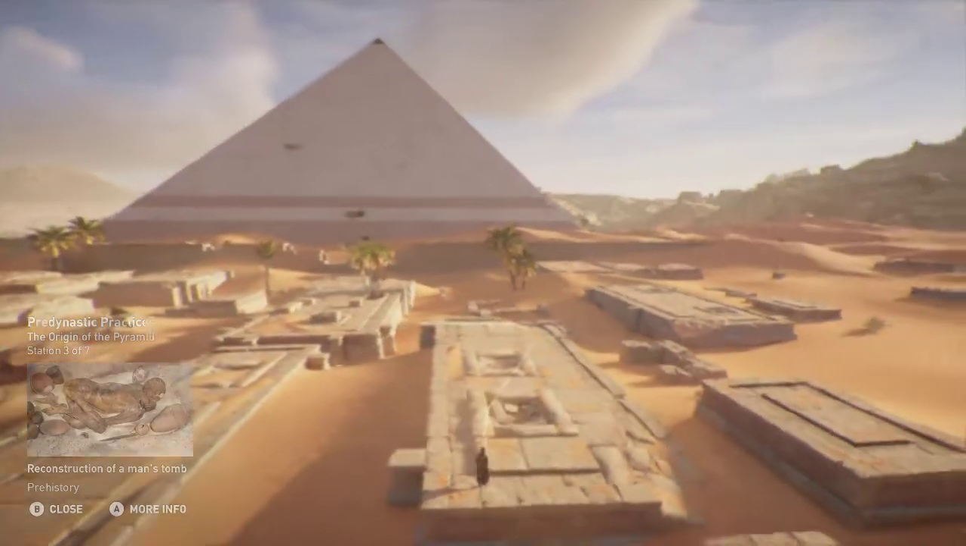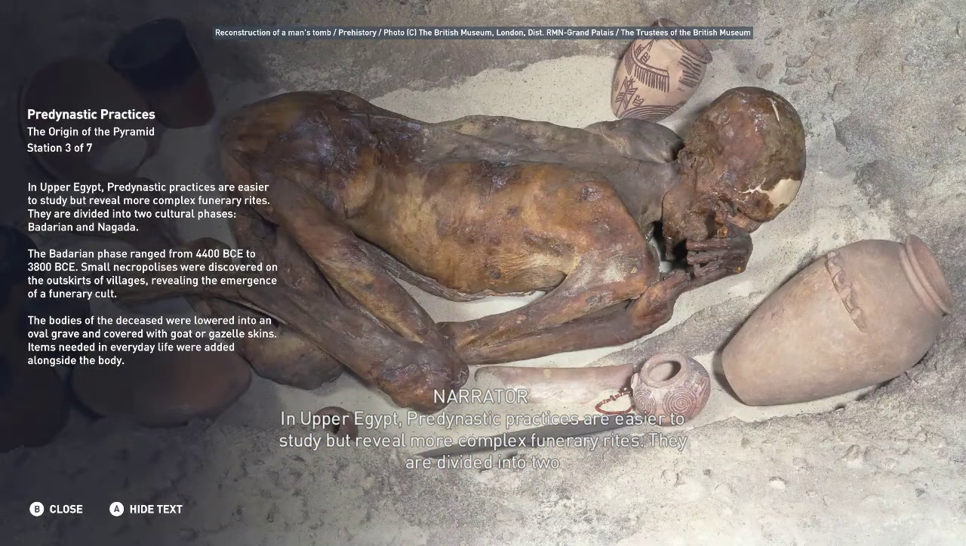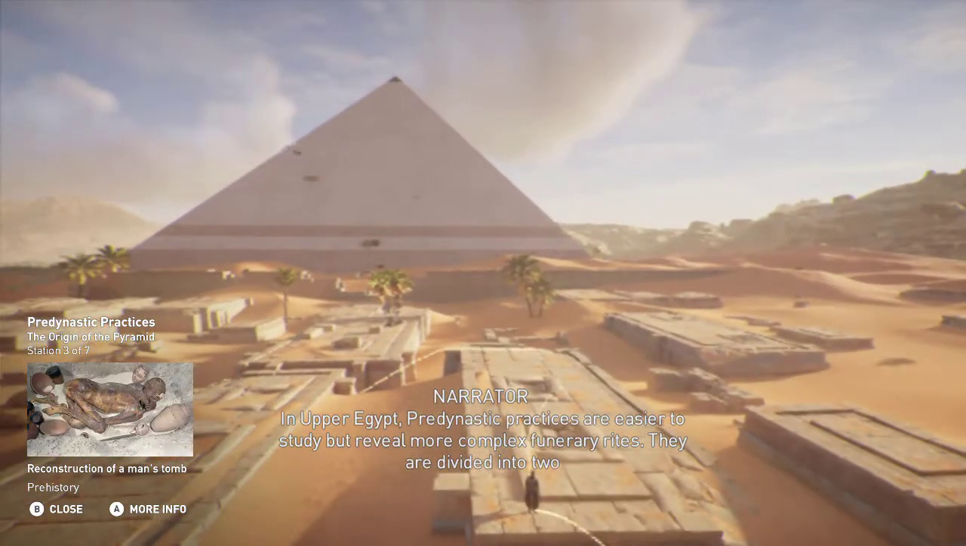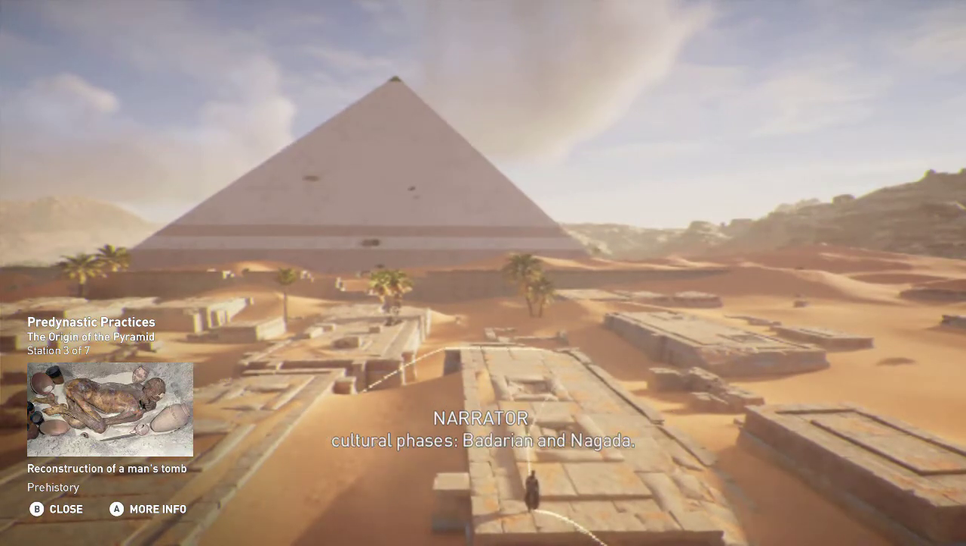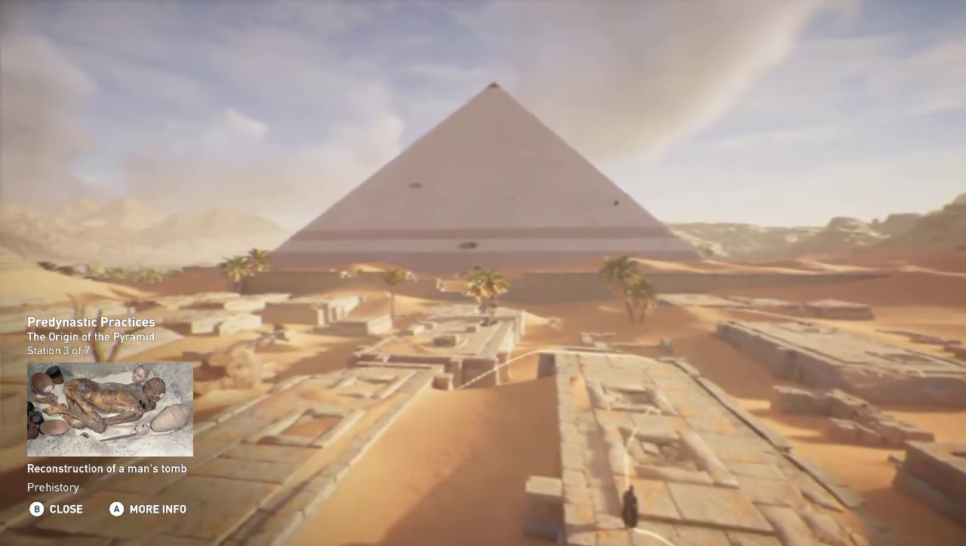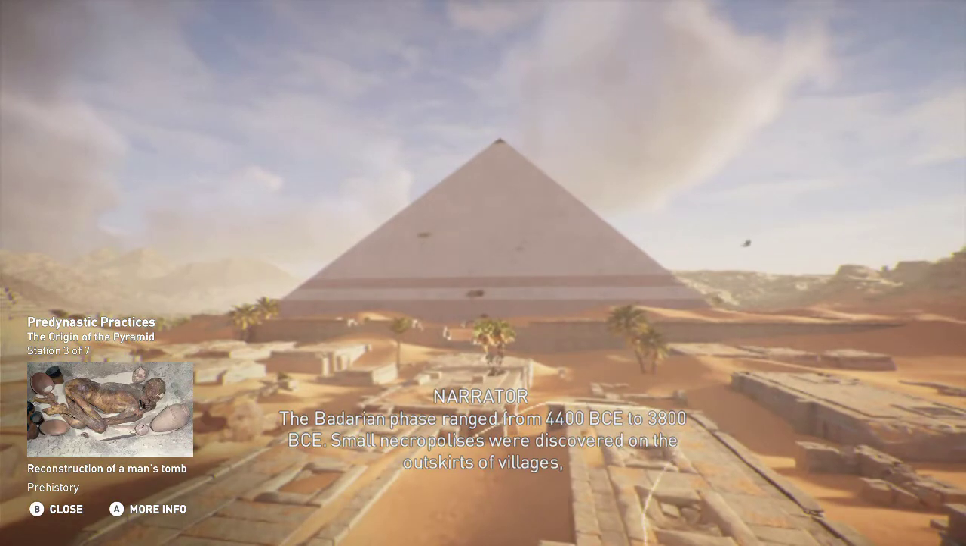In Upper Egypt, pre-dynastic practices are easier to study, but reveal more complex funerary rites. They are divided into two cultural phases, Badarian and Naqada. The Badarian phase ranged from 4400 BCE to 3800 BCE.